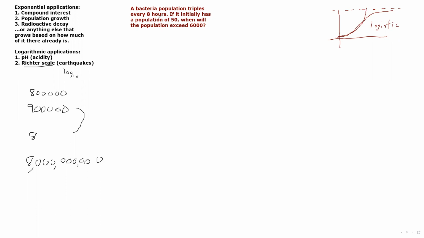And so we're going to say, all right, well, the amount that we have over time is going to be 50, our initial amount, times, and then it's going to triple every so often. And I'm going to say 3 to the n, where n is the number of times it triples. All right. Well, we want to know when this is over 6,000. So I'm going to write 6,000 is greater than 50 times 3 to the n.